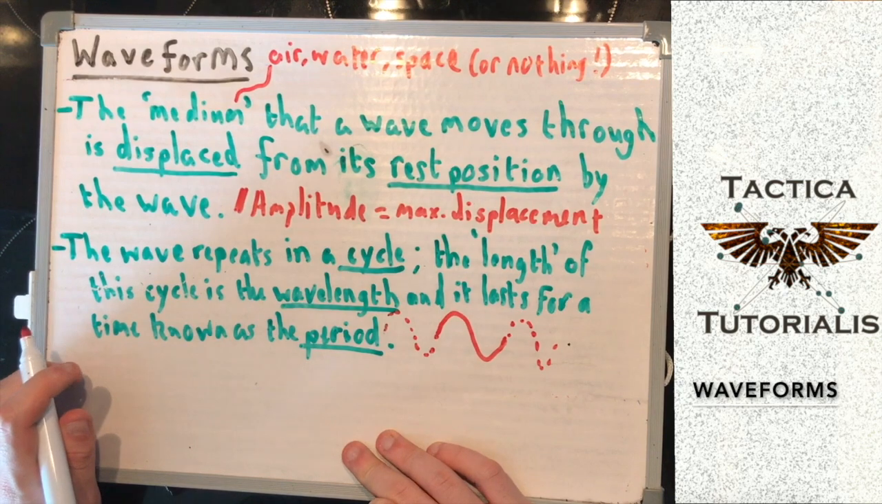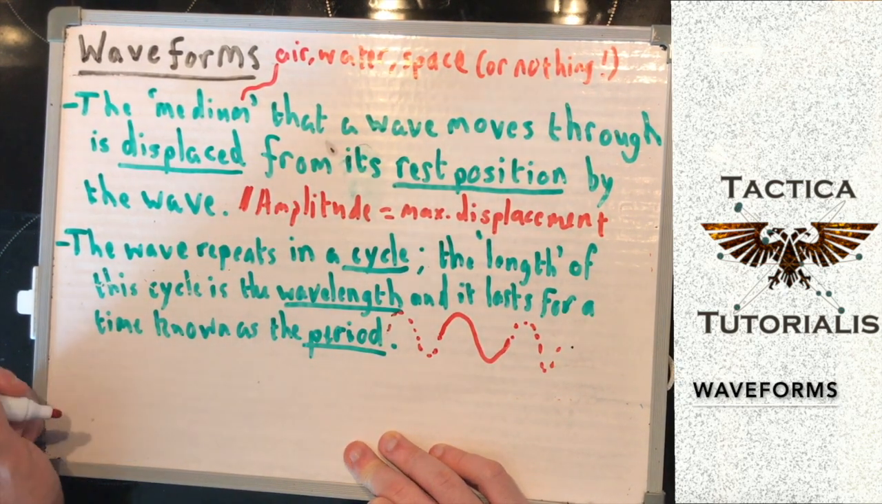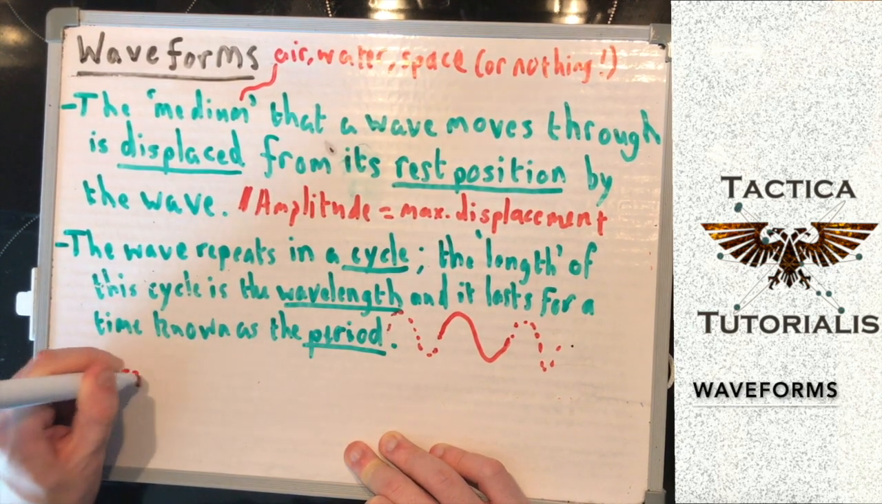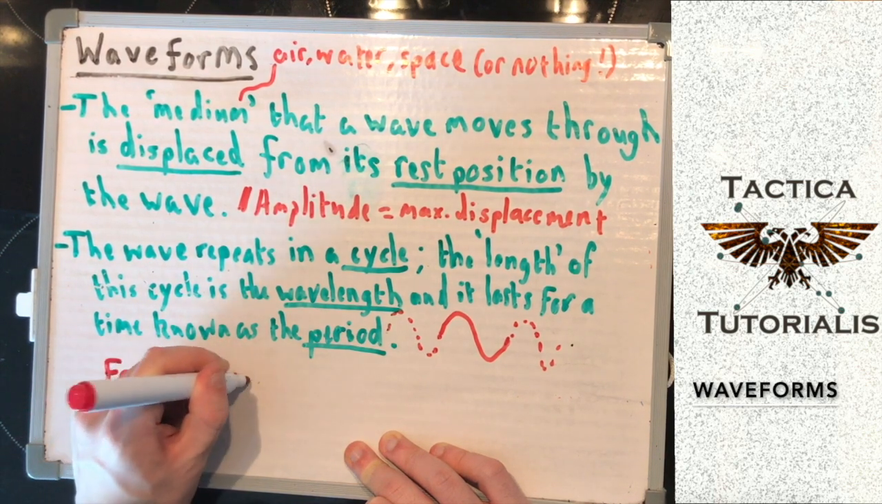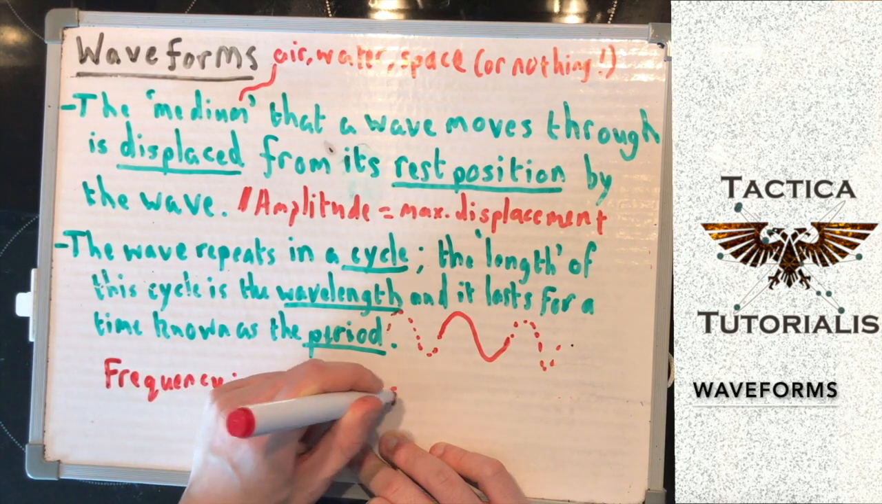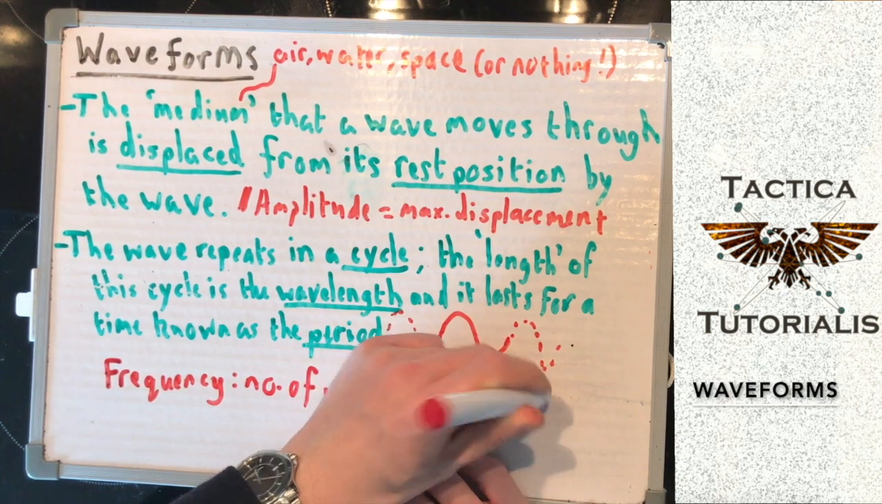I'm going to give you one little extra definition here, and then I'm going to let you loose to have a go at doing some matchup on your own. So frequency is a word that we have seen earlier, and that is defined as the number of waves per second in shorthand.